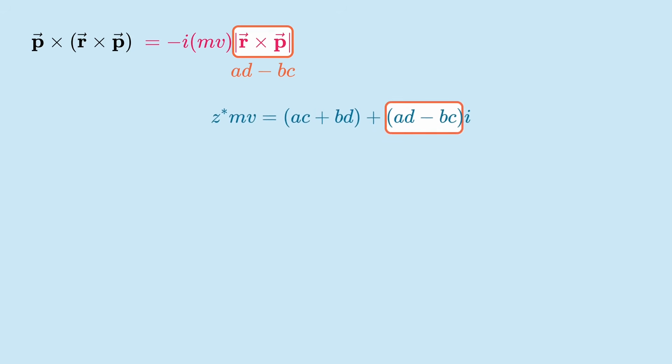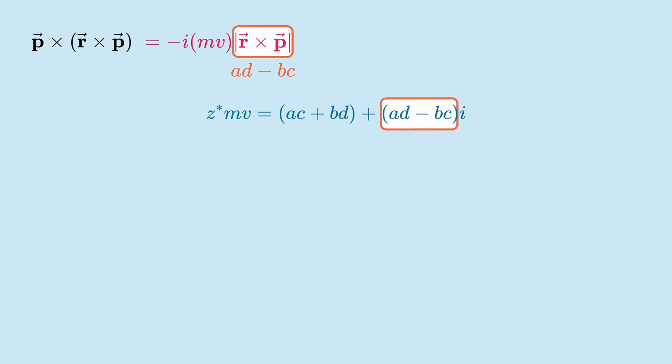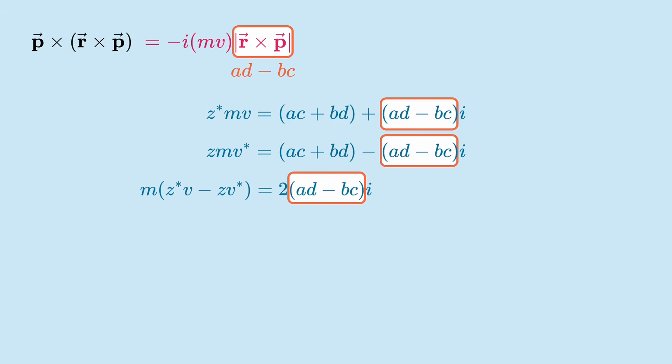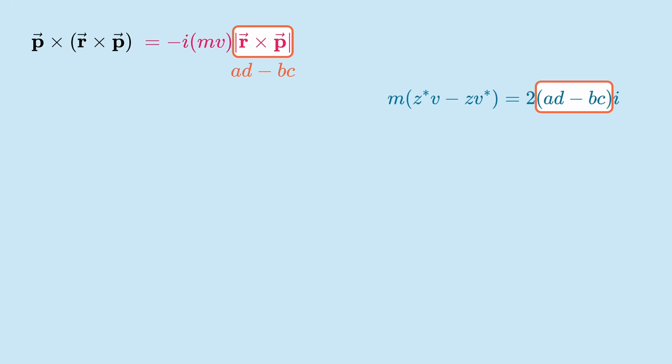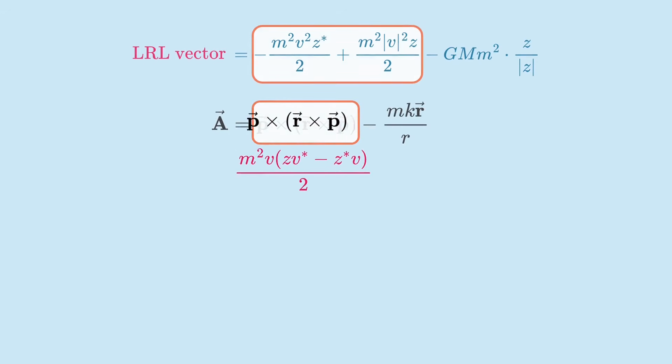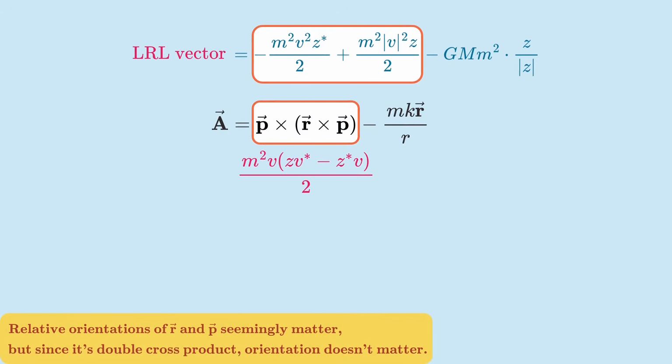To properly extract this imaginary part, we can conjugate both sides and subtract one from the other. Finally, using this result, we can express the triple product in complex numbers, which is m squared v times (z v star minus z star v) over 2. Now compare with the complex form we previously obtained, and they do match.